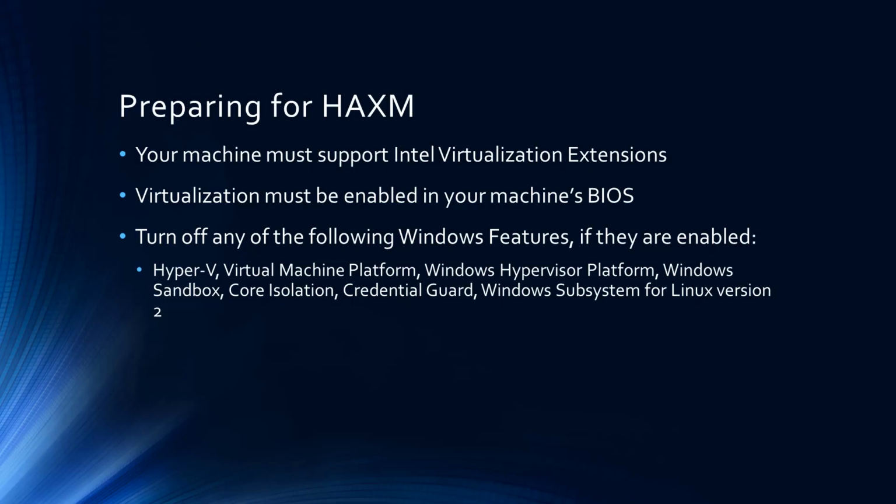Briefly, the requirements for HAXM to install correctly are the following. Your machine must support Intel virtualization extensions. Virtualization must be enabled in your machine's BIOS. And the following Windows features must be disabled if they are enabled: Hyper-V, Virtual Machine Platform, Windows Hypervisor Platform, Windows Sandbox, Core Isolation, Credential Guard, and Windows Subsystem for Linux version 2. Do note that after you turn off Windows features, you will need to restart your machine before trying to install HAXM again.